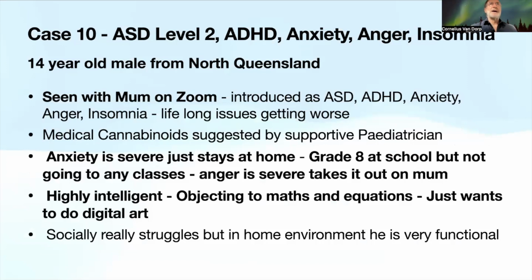And so our final case, number 10, is an ASD level 2, perhaps another autistic savant, very highly intelligent, but also very highly anxious. He's got good communication abilities, but he's very anxious, and so he's not going to school at the moment, not going to any classes, just staying at home and taking out his anger on his mum.